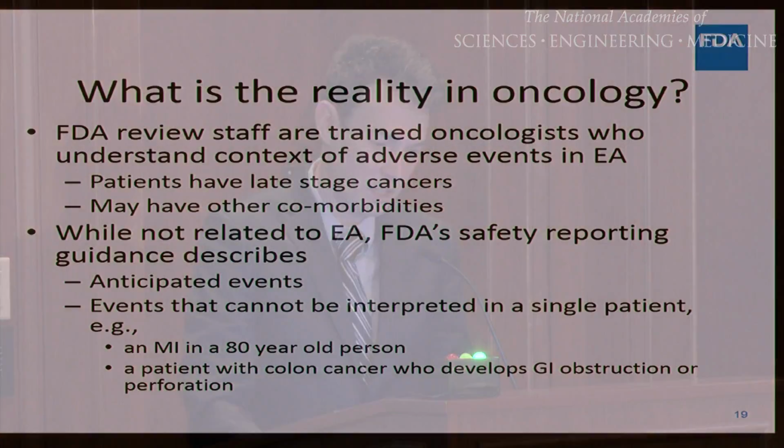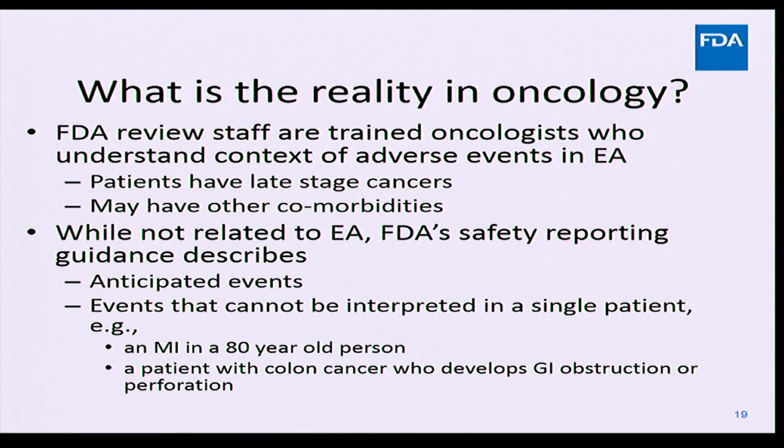So what is the reality in oncology? FDA review staff are trained oncologists who understand the context of adverse events in expanded access. Again, these patients unfortunately have late-stage cancers and may have other comorbidities. While not related specifically to expanded access, FDA safety reporting guidance talks about some of these considerations, for example, anticipated events and events that cannot be interpreted in a single patient. For example, a patient over 80 years old who gets an MI, or a patient with colon cancer who develops GI perforation or obstruction in a trial, you can't necessarily interpret that event in a single patient. We understand that.